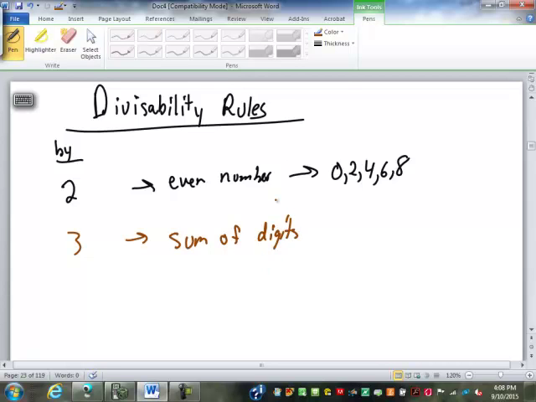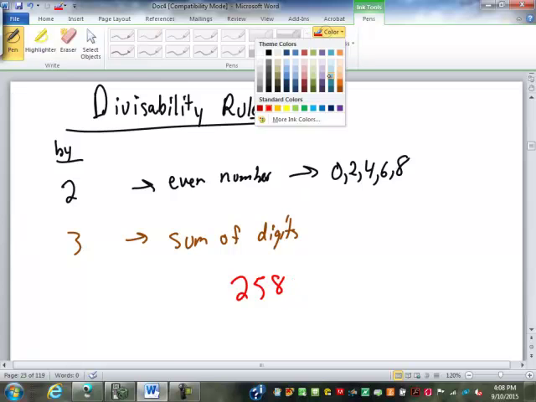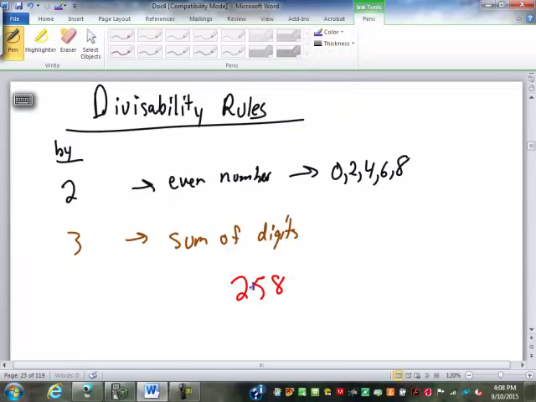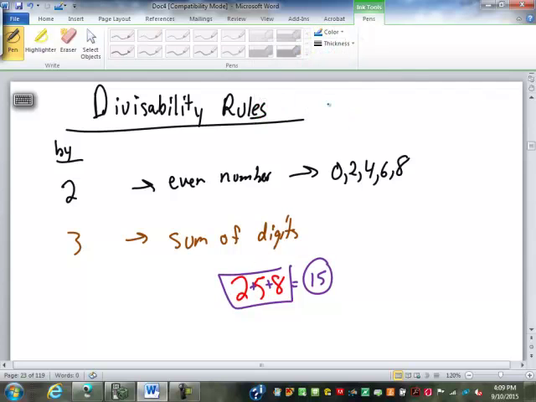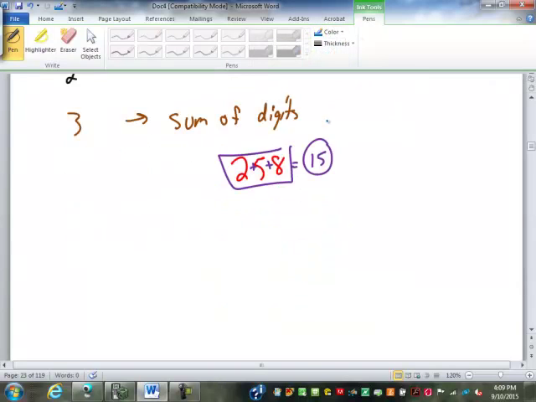Sum of the digits. What on earth does that mean? 258. Is that divisible by 3? Well, what's 2 plus 5? 7 plus 8 is 15. Is 15 divisible by 3? Yes. So 258 is also divisible by 3. The sum of the digits is divisible by 3, so the number is divisible by 3. Now this comes in really handy when you get something like this.